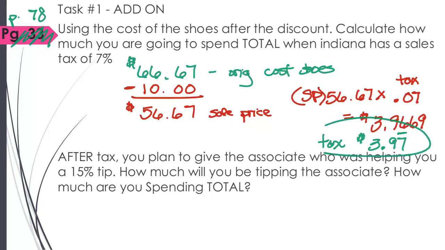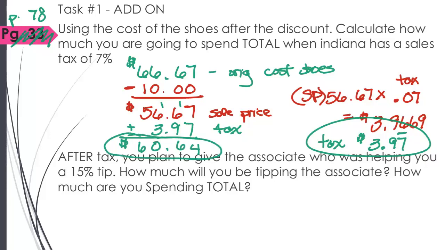So if this is the tax, sales tax, do we take that away or do we add it to our costs? Add it. So add $3.97 to our sales price, and we get probably what you had before, $60.64. Okay. So calculate how much you're going to spend total. So this is now the cost of the shoes plus tax.